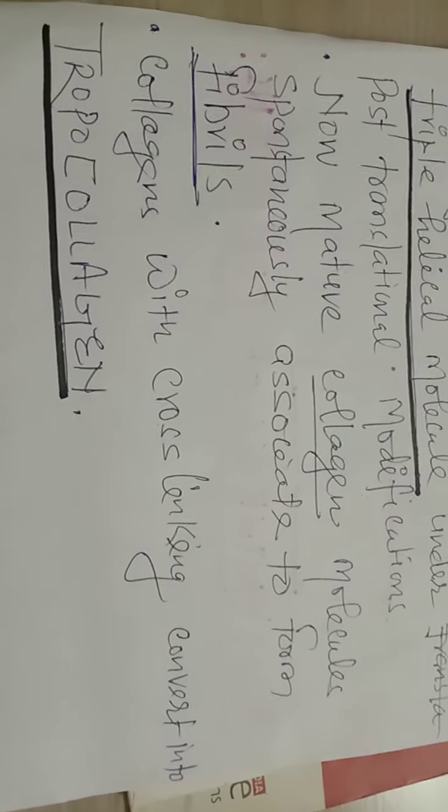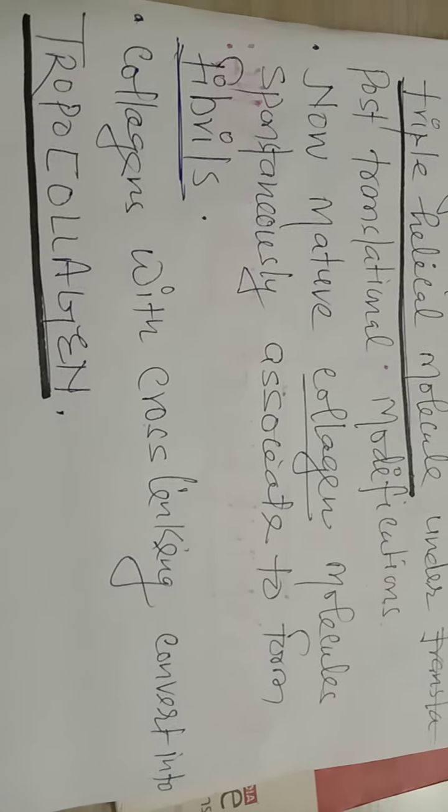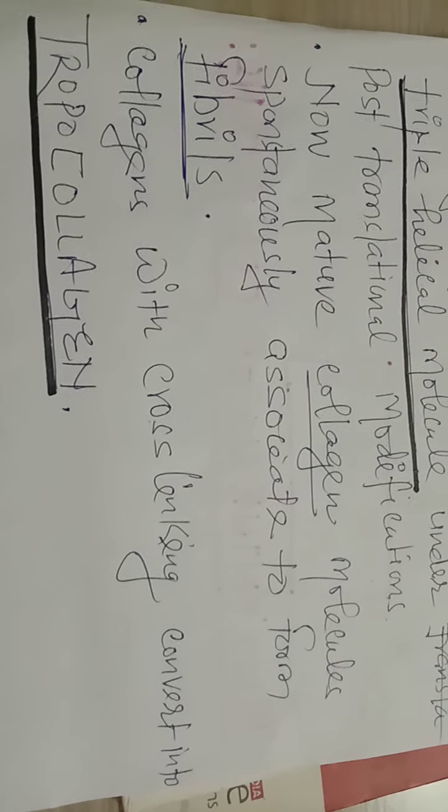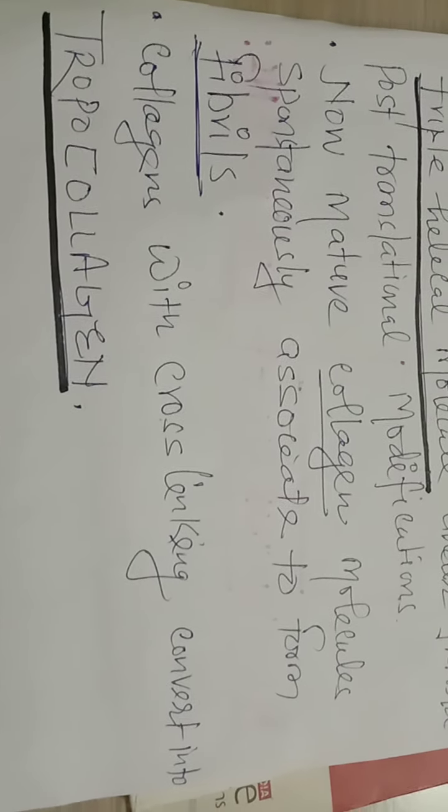What type of tropocollagen? What do we mean by tropocollagen? Then the answer must be, we can say, tropocollagens are the cross-linked collagens. Cross-linked collagens are referred to as tropocollagen. Right?